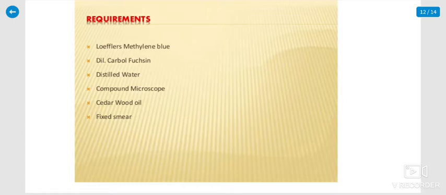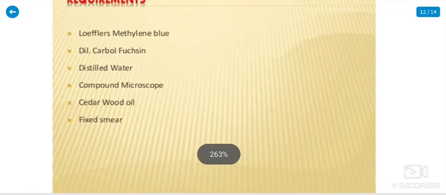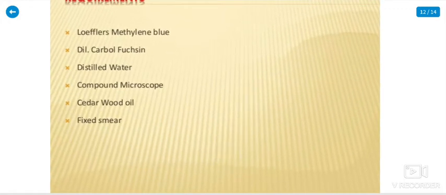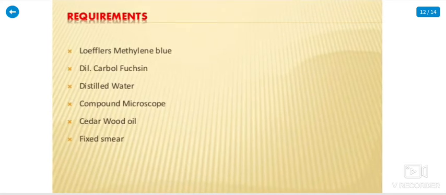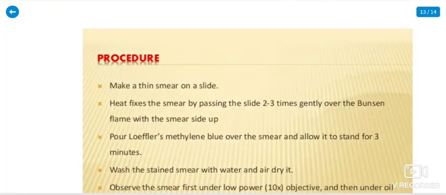Then, what do you need in the staining technique? The requirements are methylene blue and carbol fuchsin, distilled water, microscope, cedar wood oil, and a fixed smear. So these are the essentials for the staining techniques.